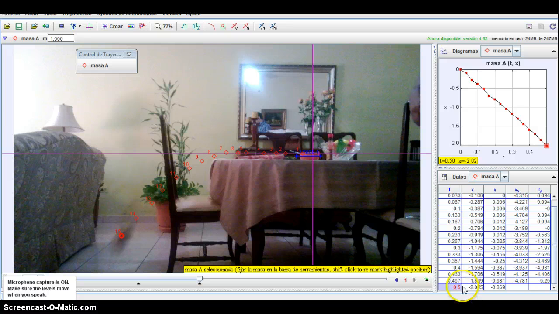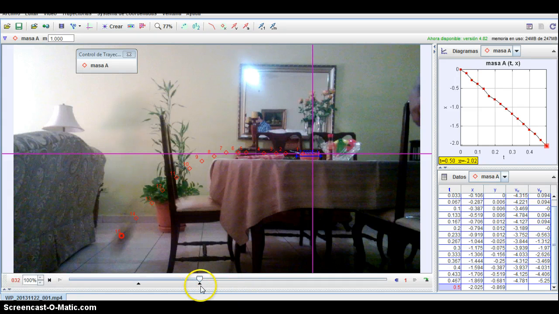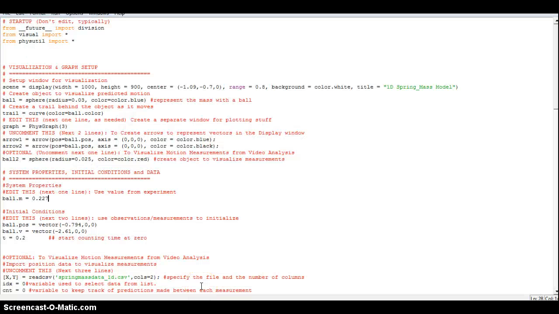So the last time that this Tracker obtained data is the time 0.5. We defined here the start counting time 0.2 seconds, and I define this time because this is the time when the object is about to drop in free fall from this moment.